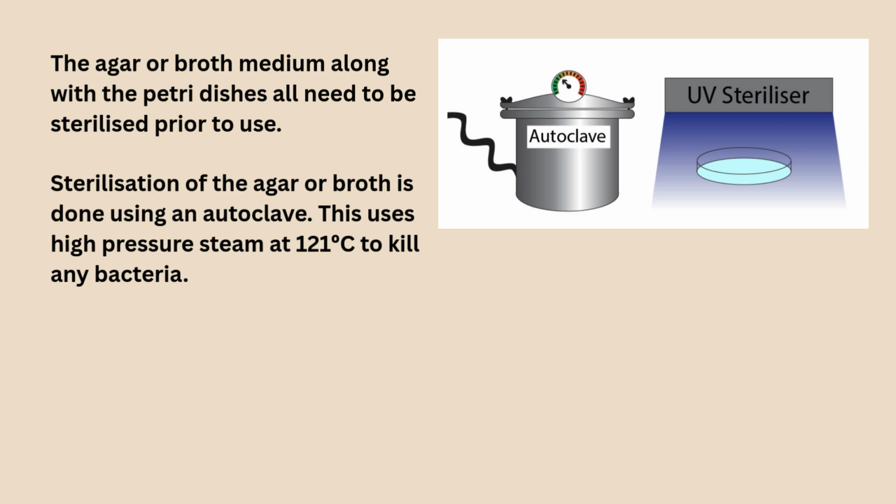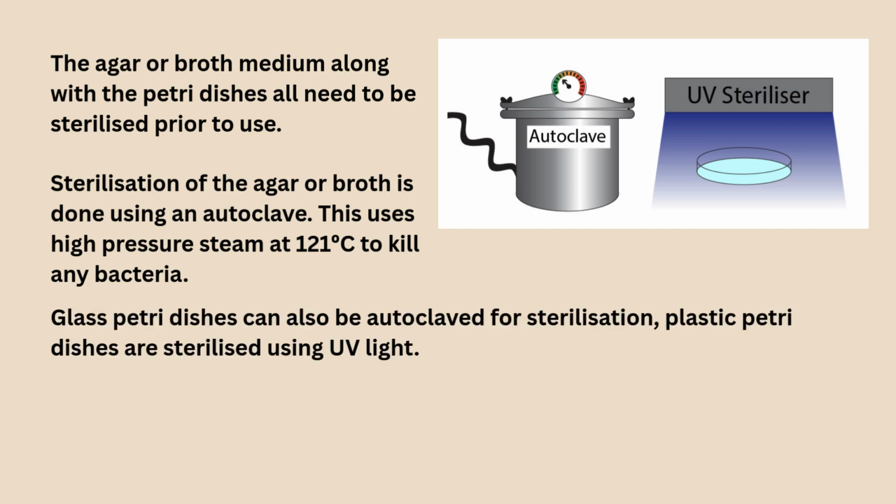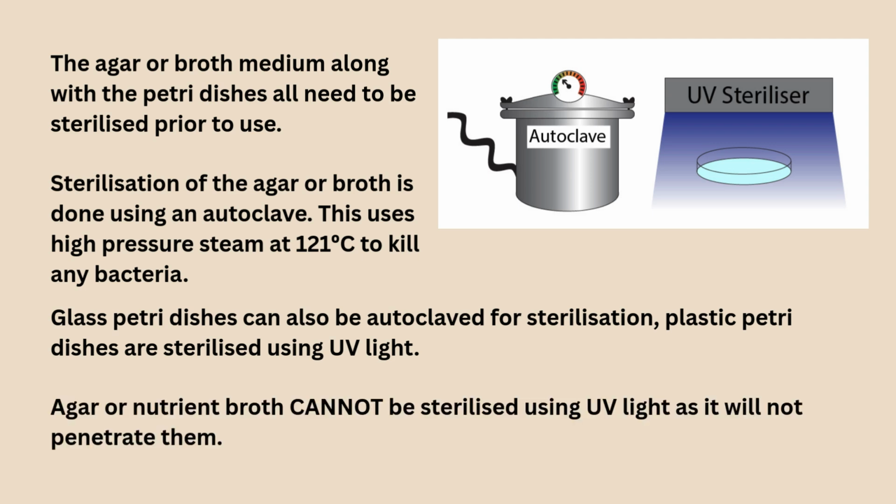This uses high pressure steam at 121 degrees Celsius to kill any bacteria. Glass petri dishes can also be autoclaved for sterilization. Plastic petri dishes are sterilized using UV light. Agar or nutrient broth cannot be sterilized using UV light, as it will not penetrate them.